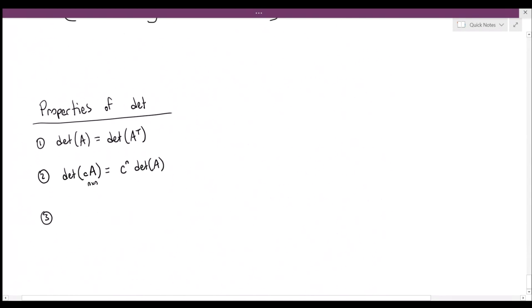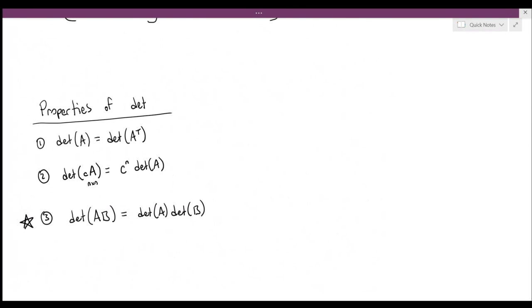Let's see here, some other properties. So this one's kind of interesting. The determinant of a product AB is equal to the determinant of A times the determinant of B. Okay. So if you try to think about it just in terms of either the big formula or the cofactor method, or even the row operation method, it's probably not clear at all why that would be true.